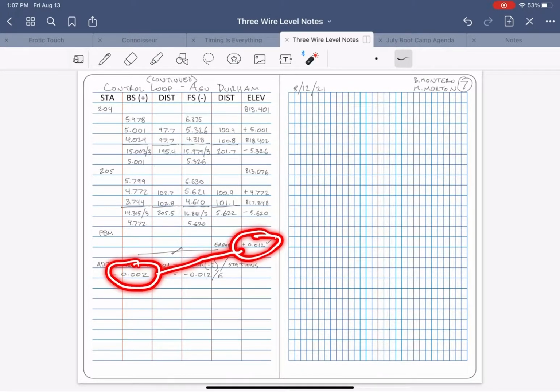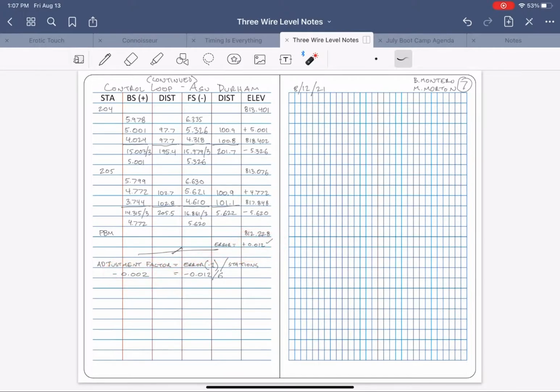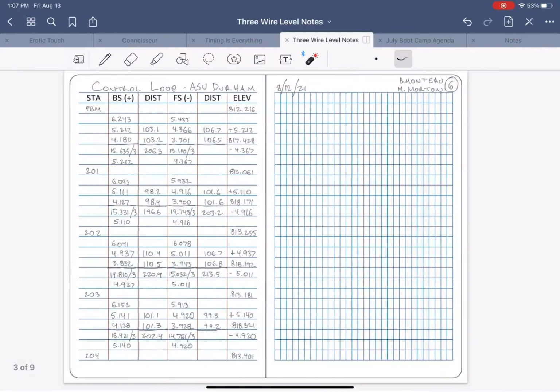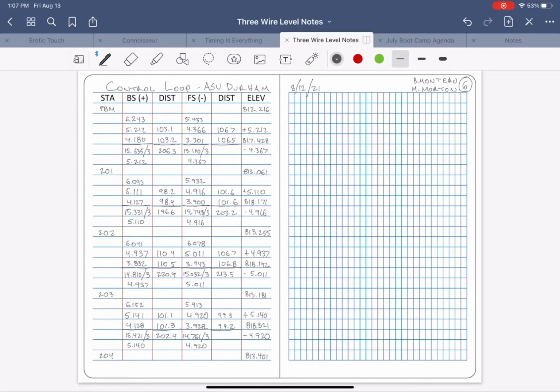adjustments we make will need to go in the opposite direction. Whether we ended low or ended high, multiplying by -1 will always take our adjustment in the opposite direction. So the formula stands whether you've closed your level loop higher or lower than your original benchmark. So we've got our adjustment factor. We know that we're going to be adjusting down 12 thousandths over the course of 6 stations.